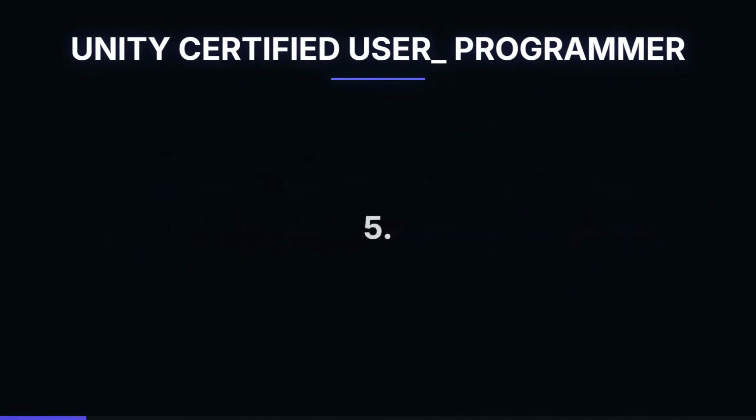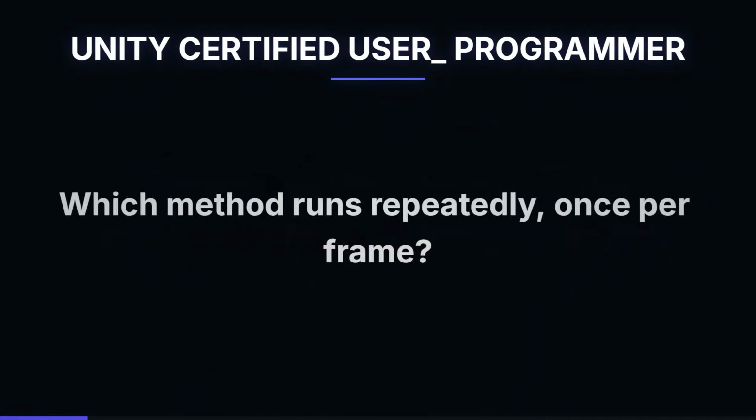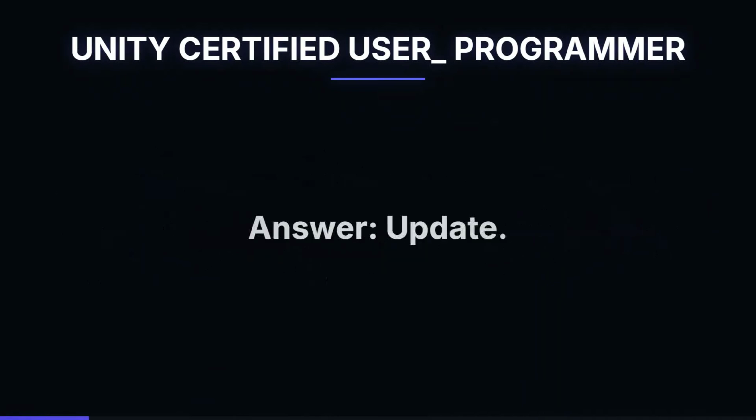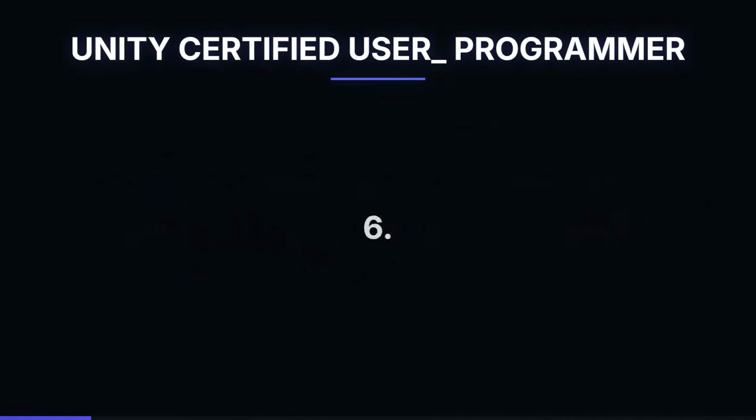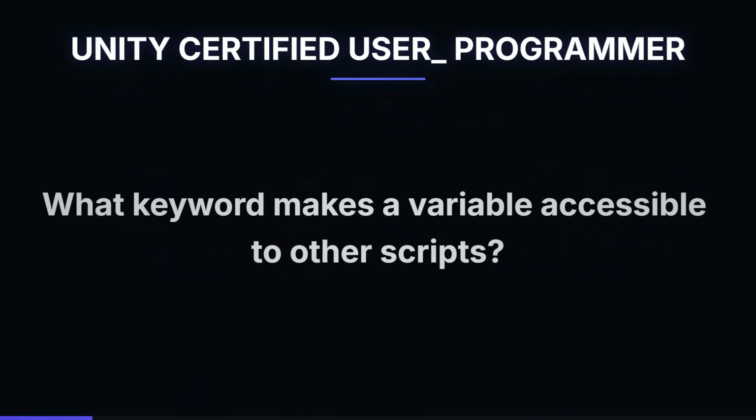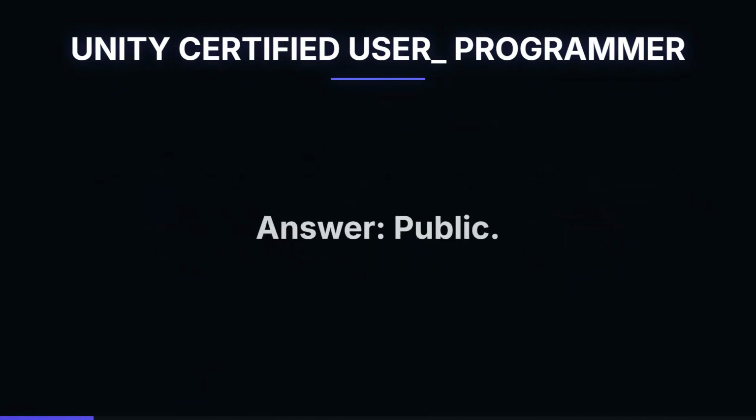5. Which method runs repeatedly, once per frame? Answer: Update. Explanation: Update is called every frame and is used for logic that happens continuously, like movement. 6. What keyword makes a variable accessible to other scripts? Answer: public.